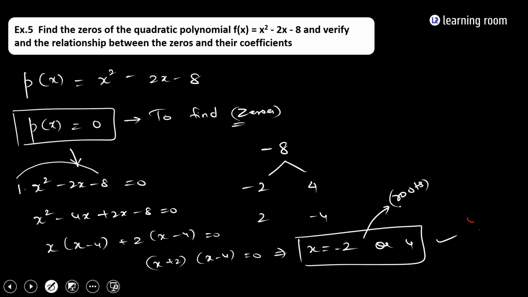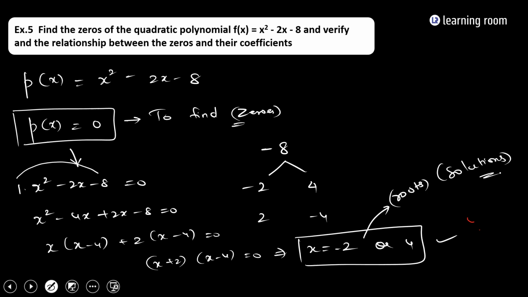Are you able to understand? Yes, sir. It's the same number, but in the context you are dealing with, it is given a different name. When you are dealing with polynomials, you call it zeros. When you're dealing with quadratic equations, you call them roots. Some books refer to it as solutions also.